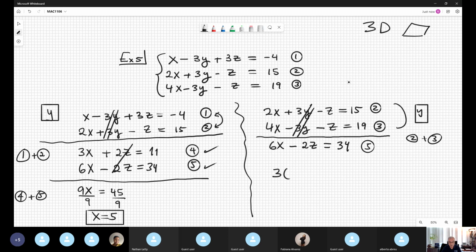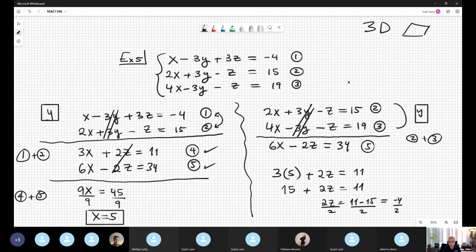So 3 times 5, you replace 5 in the x place, plus 2z in equation 4, equal 11. If you select another equation, you get the same answer. I guarantee you 100%. This is the beauty of mathematics. So now 3 times 5, 15, plus 2z equal 11. 2z is equal 11 minus 15, negative 4, divided by 2 both sides.